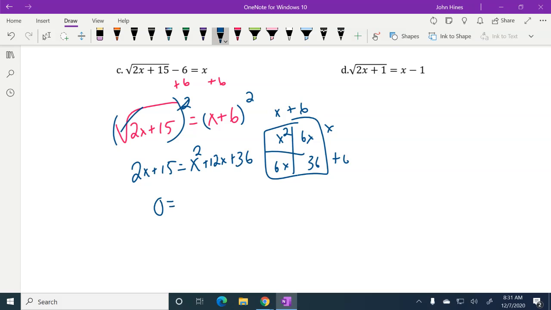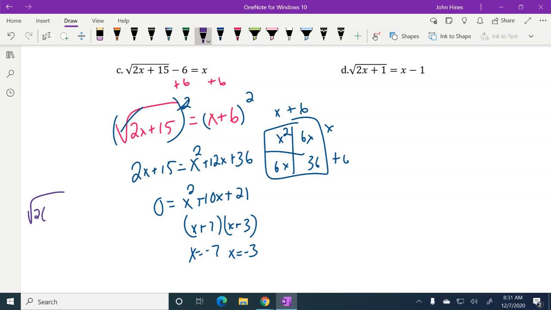Well, let me set it equal to 0. What multiplies to 21 that adds to 10? Well, 3 and 7, right? 3 plus 7 is 10, 3 times 7 is 21, so x equals -7 or it equals -3. Maybe. We don't know. We've got to go back and check.